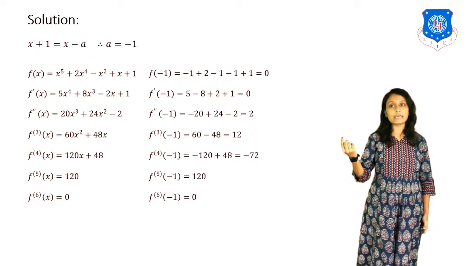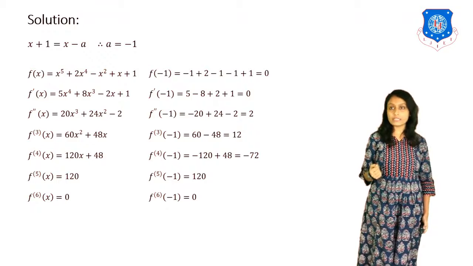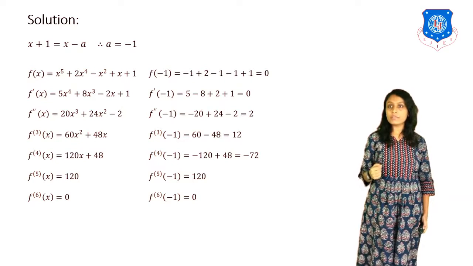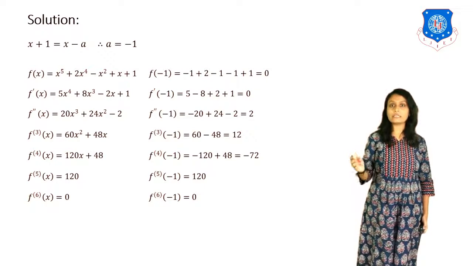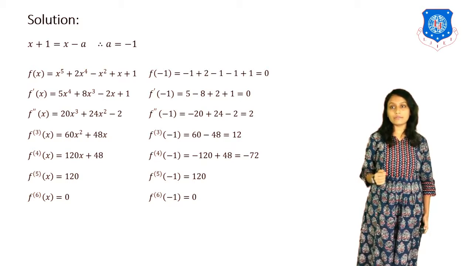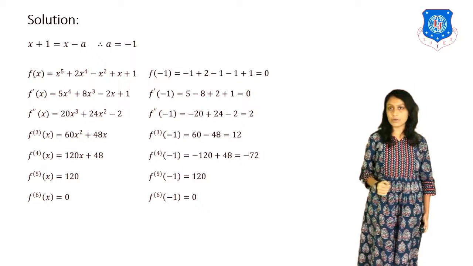Then we have to find its derivative, that is f dash x. So f dash x will be 5x raised to 4 plus 8x cube minus 2x plus 1. Then again we take its derivative, which will be 20x cube plus 24x square minus 2. Then again we take the derivative, and you can see here we get the sixth derivative 0. So we will stop here. Whenever a polynomial function is given, we have to solve until we get answer 0.